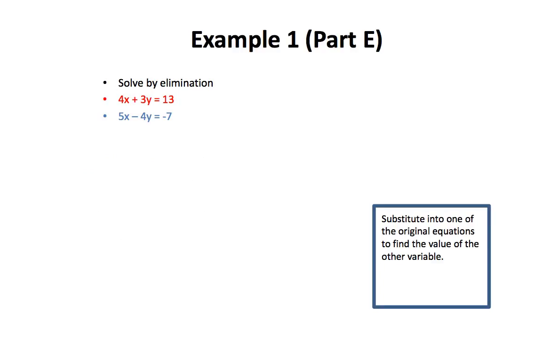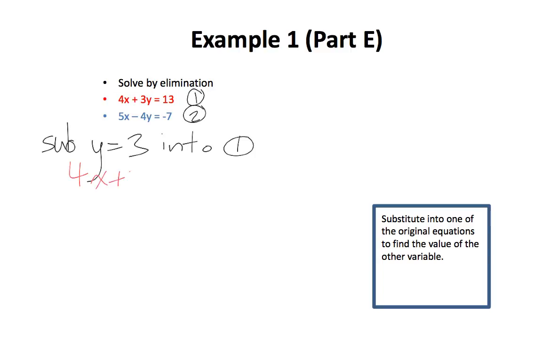Next, I want to substitute y is equal to 3 into either equation 1 or equation 2 and solve for x. So I'm going to substitute y is equal to 3 into equation 1. You can do this into equation 2 if you want. Doesn't really matter. Equation 1 is 4x plus 3y, which is equal to 13. The 4x stays the same. Instead of writing y, I'm going to write 3 in brackets.